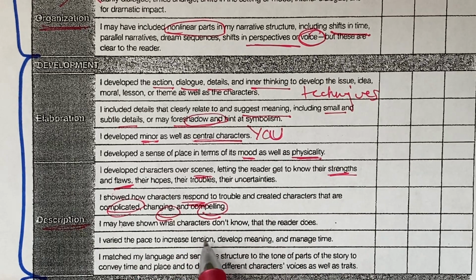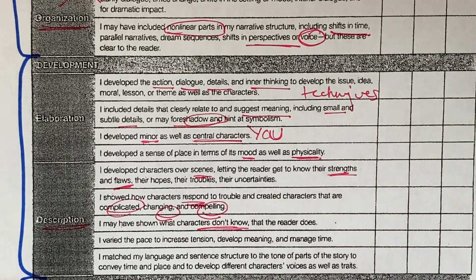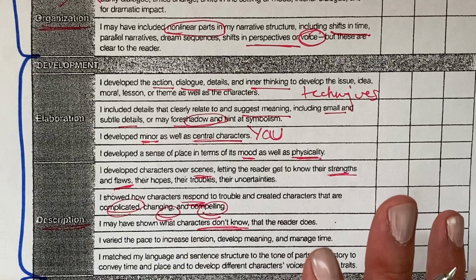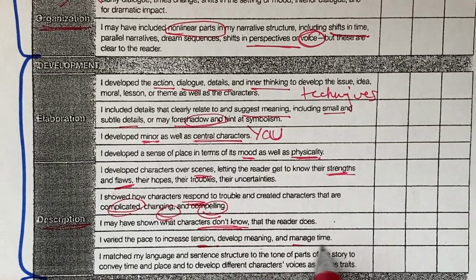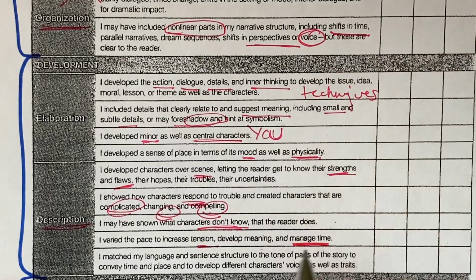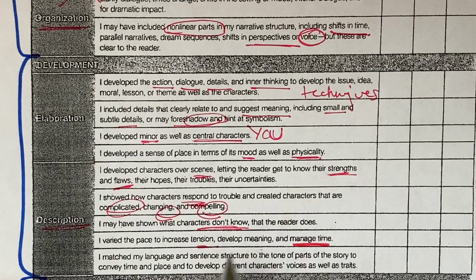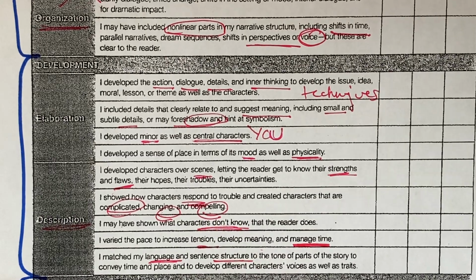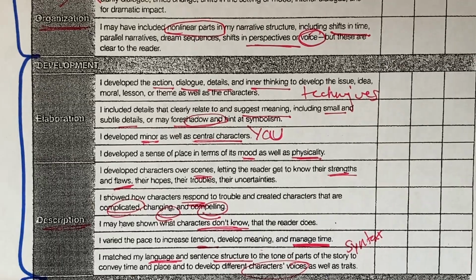I may have shown what characters don't know. You don't know what's happening, or you're reflecting and looking back. You know more now, but you didn't know then. And then, of course, vary the tension, develop meaning, and manage time is going to be important, which connects up with that pacing from earlier. Also, I match my language and sentence structure to convey time and place and to develop different characters' voices. We talked about this with syntax quite a bit, and this is how you can really develop a voice for your characters.